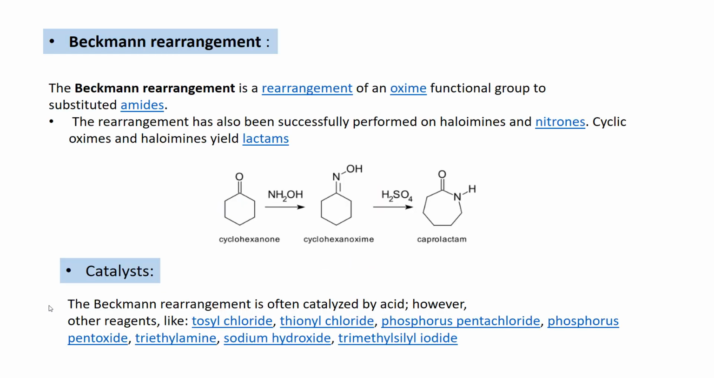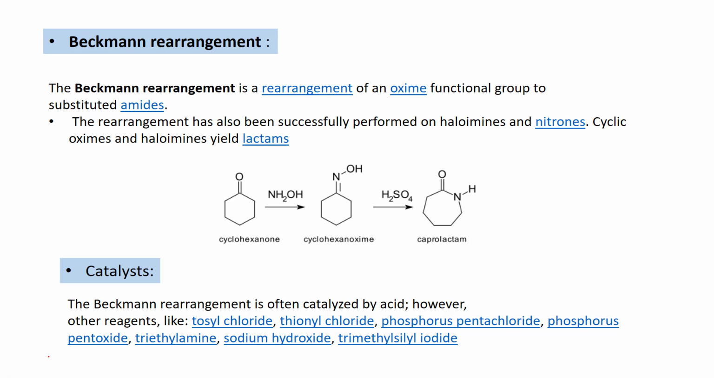At last, let's go to our next rearrangement, that is Beckmann rearrangement. So what is Beckmann rearrangement? In the last class we discussed Baeyer-Villiger oxidation. If we take a cyclic ketone and apply the Baeyer-Villiger oxidation, we get a cyclic ester, that is, a lactone.